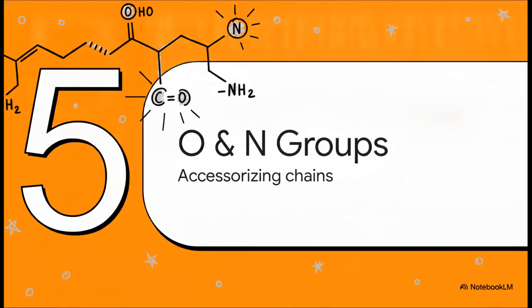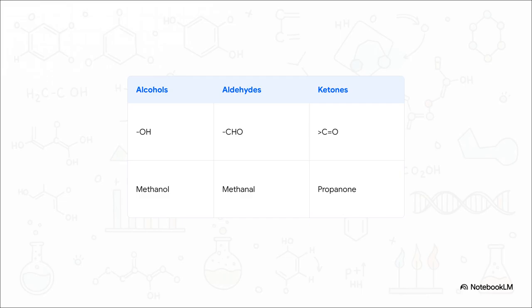Section 5. Oxygen and nitrogen groups. All right, now let's accessorize these chains. Adding a simple hydroxyl group, that's an OH, to a carbon chain instantly creates an alcohol, like methanol. But if you introduce a carbonyl group, which is a carbon double bonded to an oxygen, you get entirely different families like aldehydes and ketones.